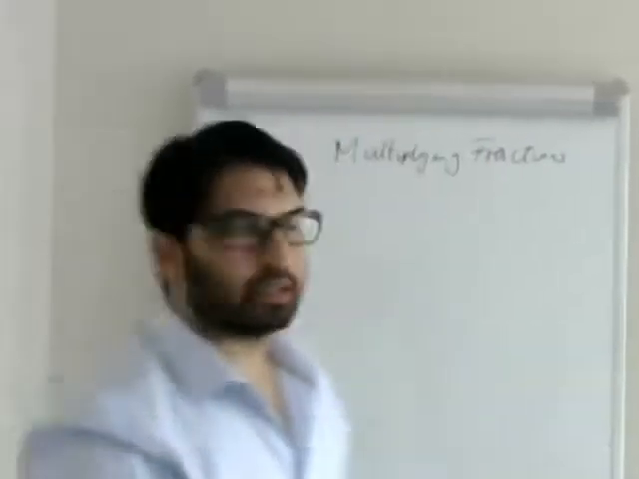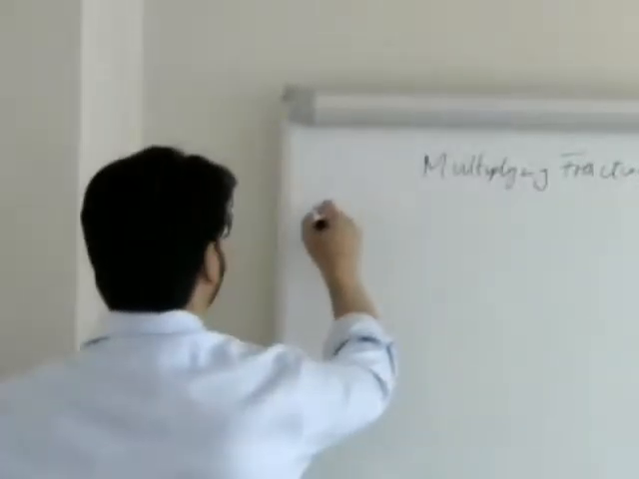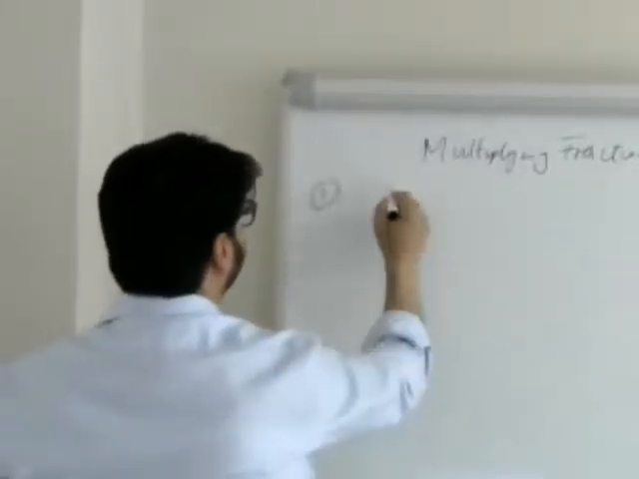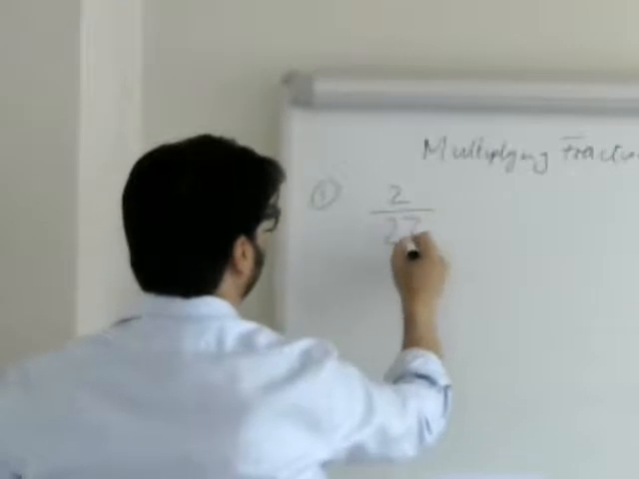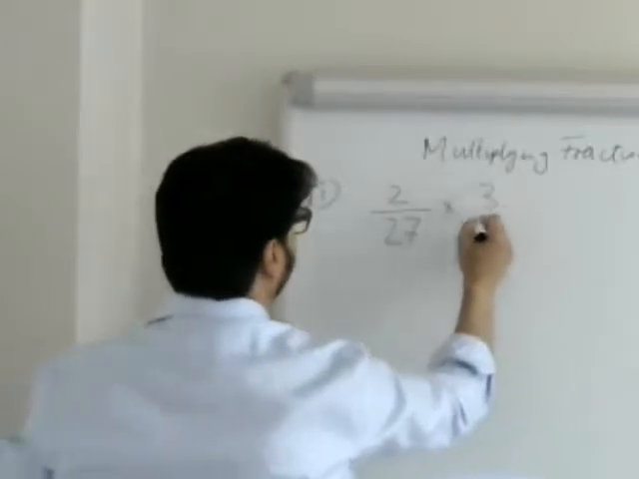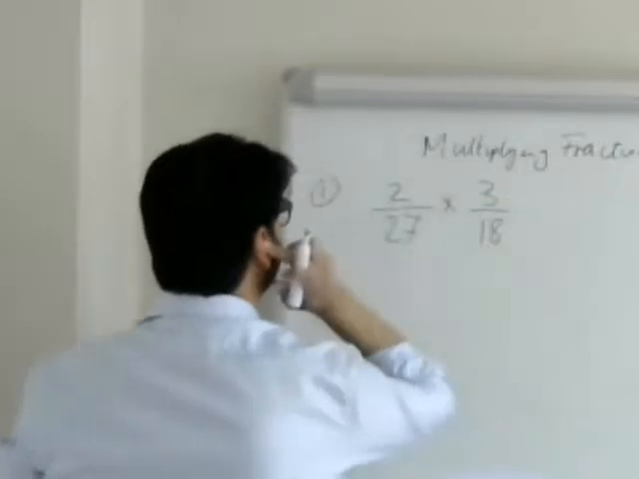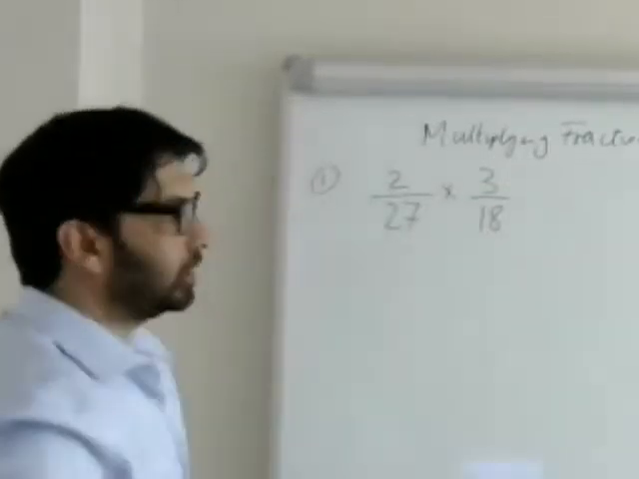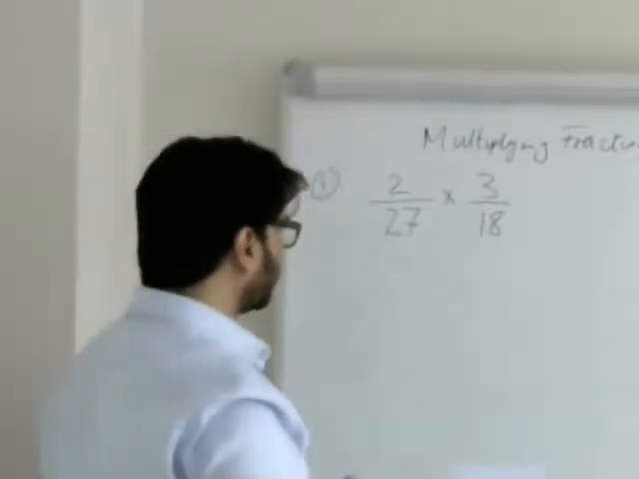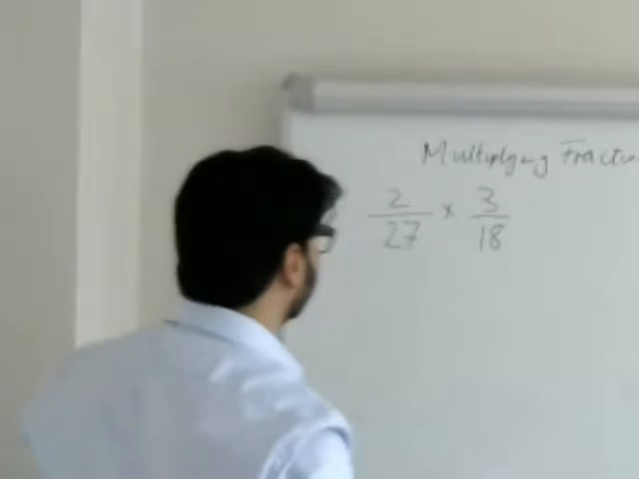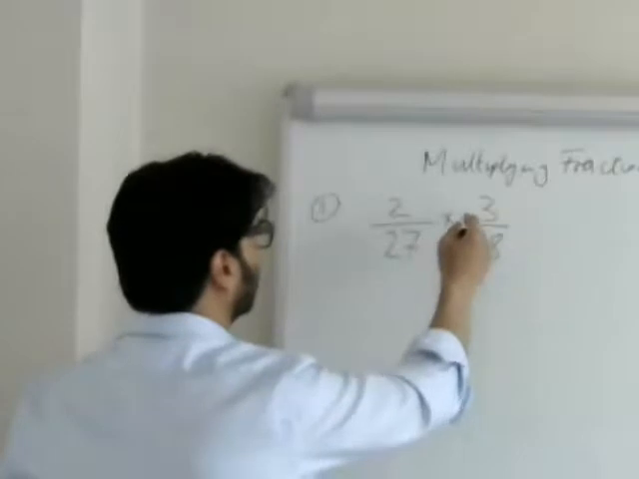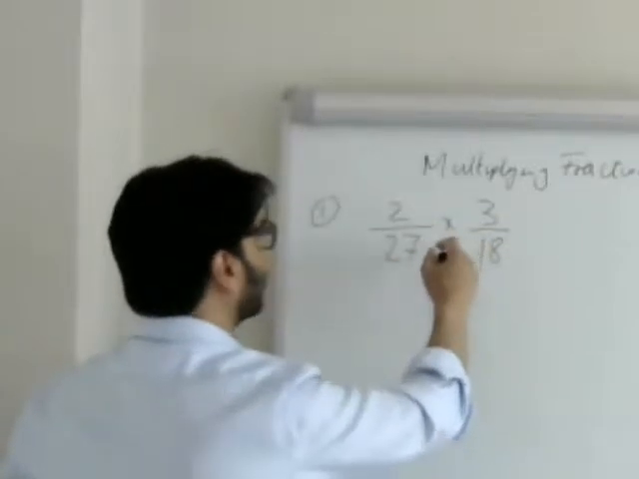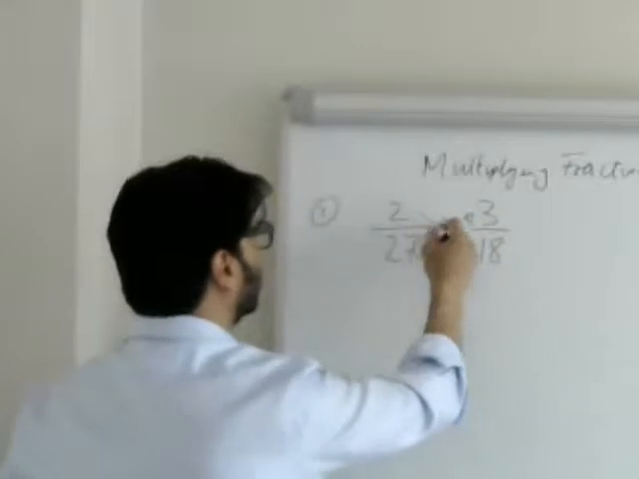Now let's take an example. Say you have 2 over 27 multiplied by 3 over 18. Okay, so there's a question here. Now, to resolve this question, what we need to look at is we can look in both directions. So you've got one direction here, one direction here.